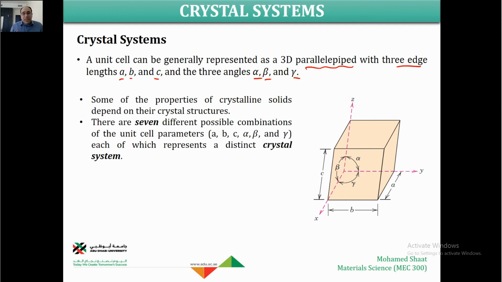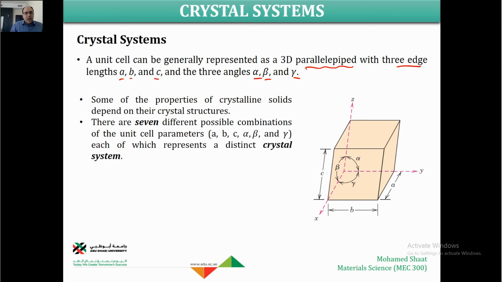So this means that depending on the arrangement or the relations between A, B, and C, alpha, beta, and gamma, whether alpha, beta, and gamma equal 90 degrees or not, their relation is going to define a crystal system. So the crystal system is a way of representing a 3D parallelepiped of a unit cell of a certain crystal that depends on 3 edge lengths, A, B, and C, and 3 angles, alpha, beta, and gamma.